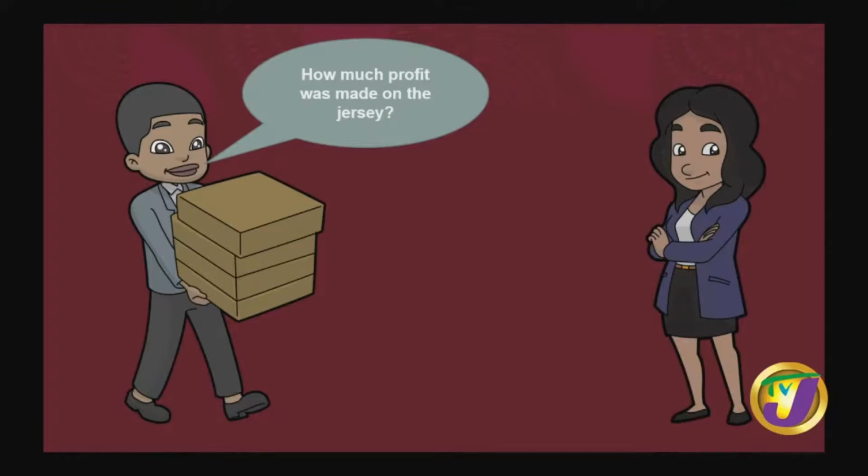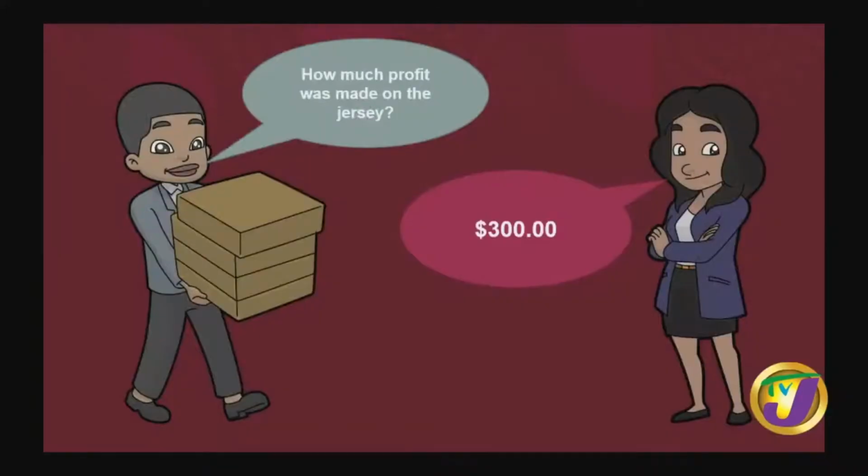Now, we spoke earlier that if we wanted to find the profit or loss, we'd have to find the difference between our cost and selling price. Definitely. So the difference would tell us whether or not we have a profit or a loss. In our example, we bought our jersey for $1,200 and sold it for $1,500. When I subtract my cost price from my selling price, I'm left with $300. So we made a profit of $300.